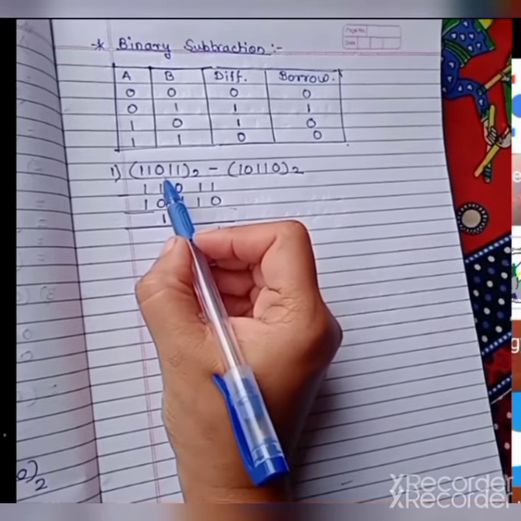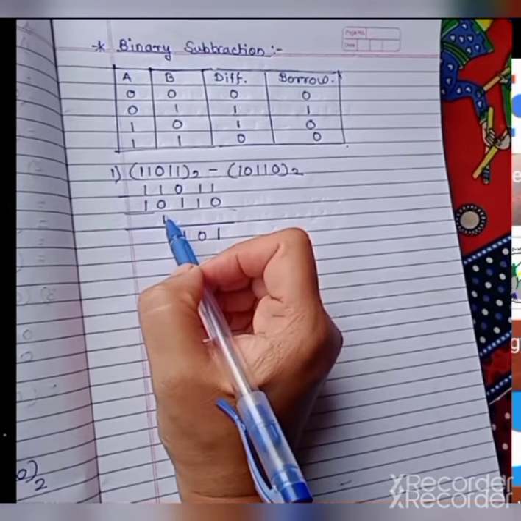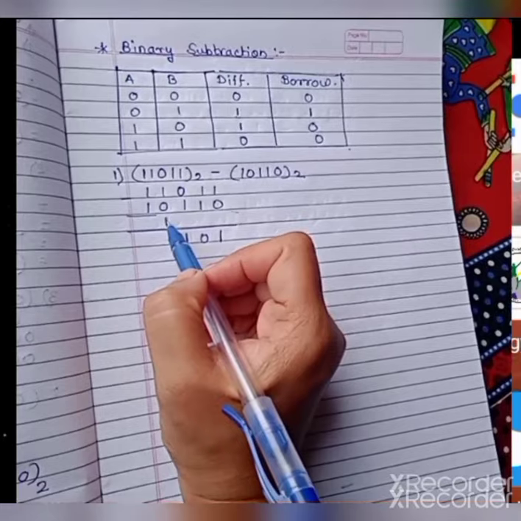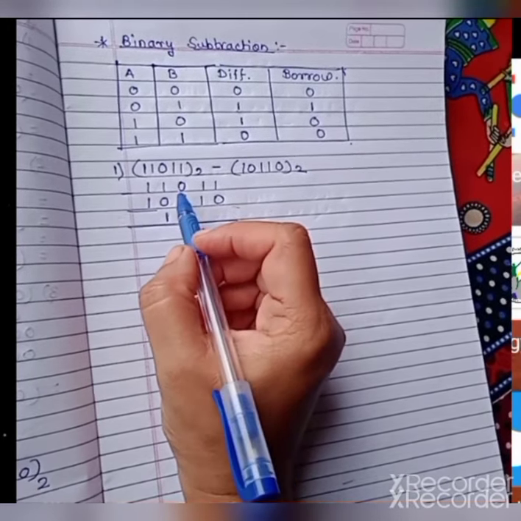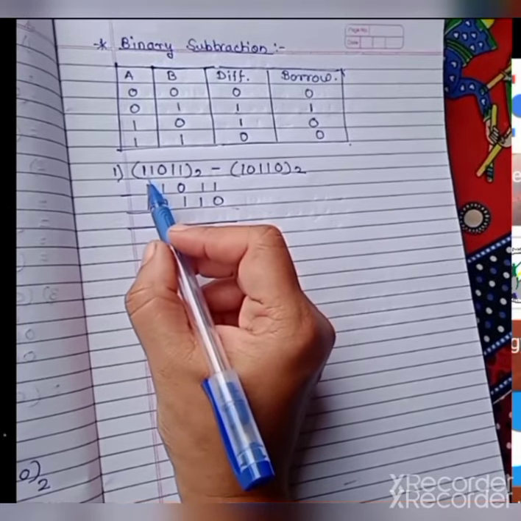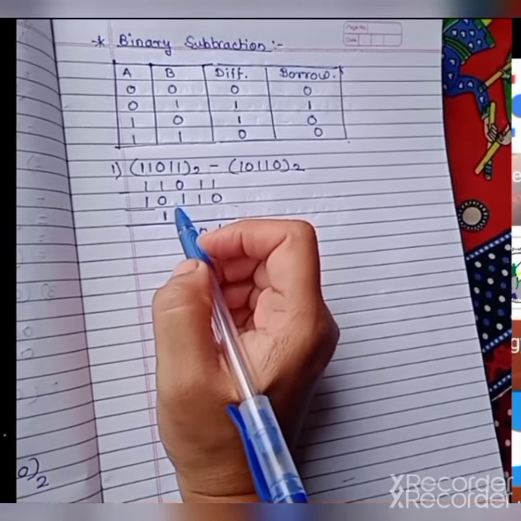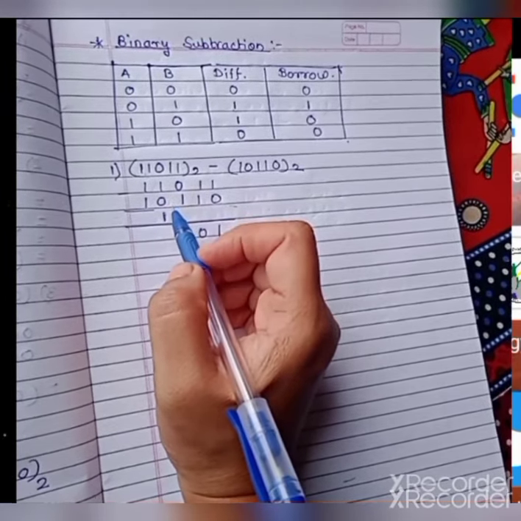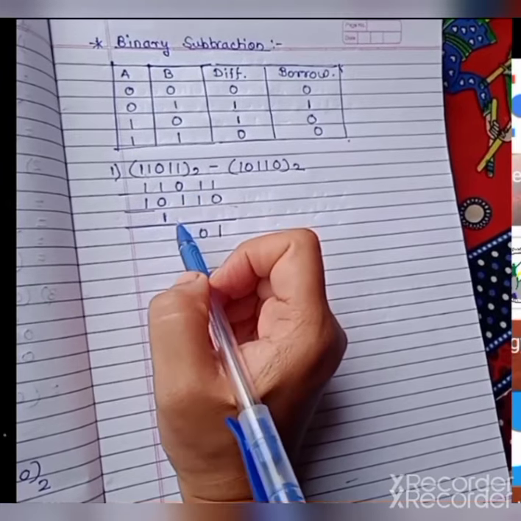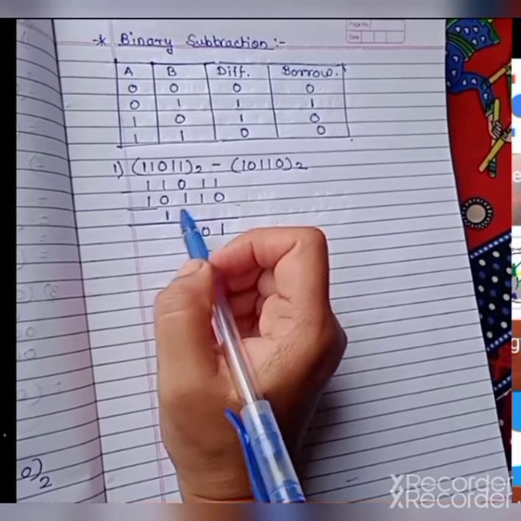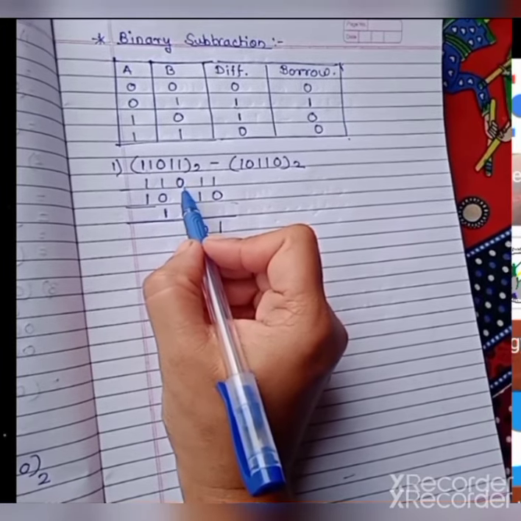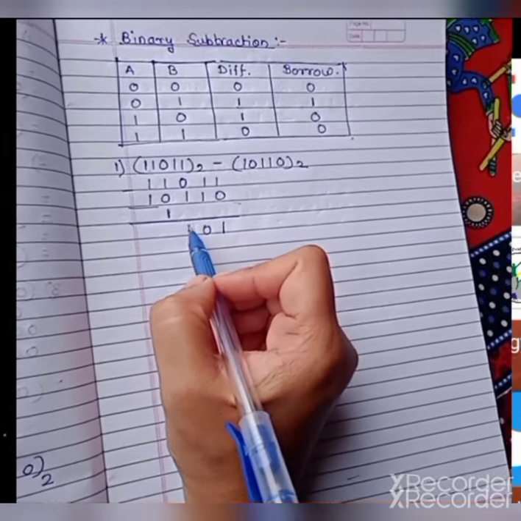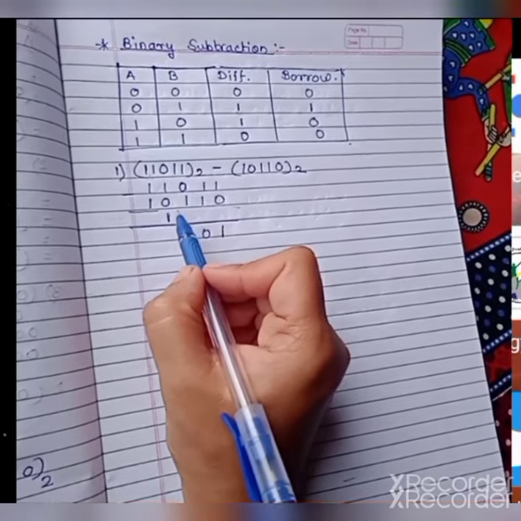Instead of writing here borrow, you have to write below. जैसे हमने कैरी जो है, कैरी हम क्या कर रहे थे, कैरी फॉरवर्ड कर रहे थे, यहाँ पे ऊपर जाके दूसरे नंबर के हेड पे लिख रहे थे, वैसे नहीं करना है। जो भी बोरो जनरेट होगा उसको आपको नेक्स्ट नंबर के बिलो लिखना है। जहाँ यहाँ पे क्या किया मैंने, 0 - 1, the difference is 1 and the borrow is 1.